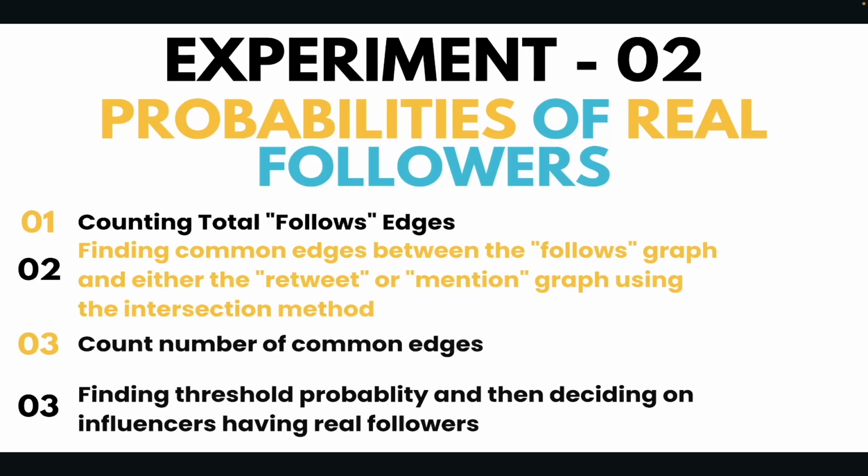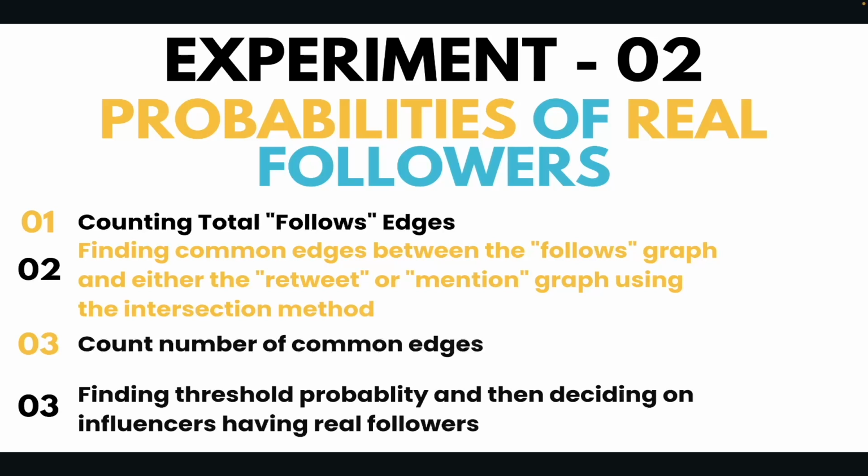Okay, so how did I count those real followers, or the probability? I found the common edges between the follows graph and either the retweet or mention graph using intersection. Let me explain this. I took the union of the retweet and mention graphs, and then the intersection with the follow graph. Doing so gives me the number of people who are following person B and also mentioning or retweeting them somewhere. Now I divided this number by the total number of follow edges that I have, the total number of persons who are actually following. This will give me the probability.